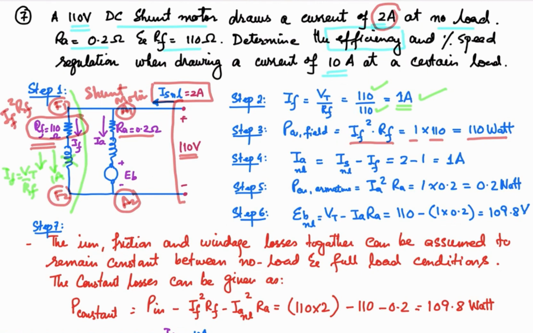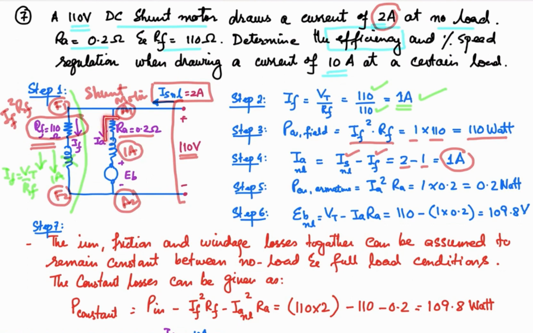Okay, now let's determine the armature current, because we know about the total current from the source, that is 2 ampere, and we have calculated the current in the field winding is 1 ampere. So the difference is going to flow in the armature, right? So that can be calculated with the help of this equation, no load source current minus the field current. So 2 ampere minus 1, so 1 ampere is the current that is going to flow in the armature at the no load state.